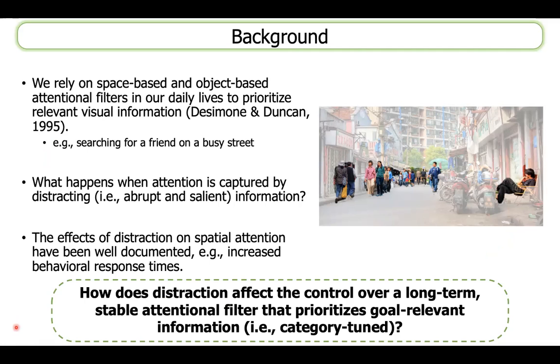What happens then? Well, the effects of distraction on spatial attention have been well documented, such as increased response times, but less is understood about other types of filters. So our main question we want to answer here is, how does distraction affect the control over a more long-term, stable attentional filter that prioritizes goal-relevant information, in this case, one that is tuned to category?